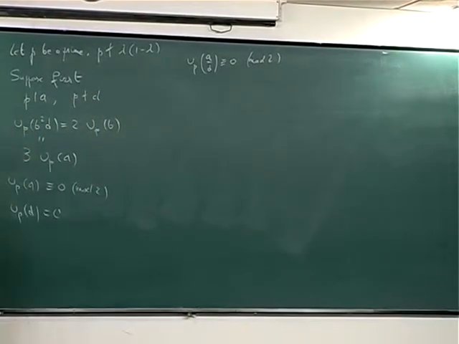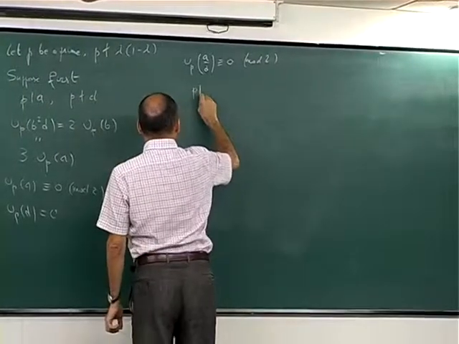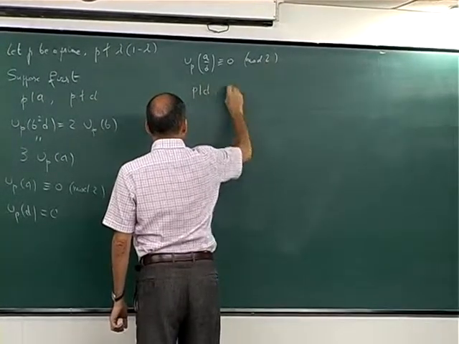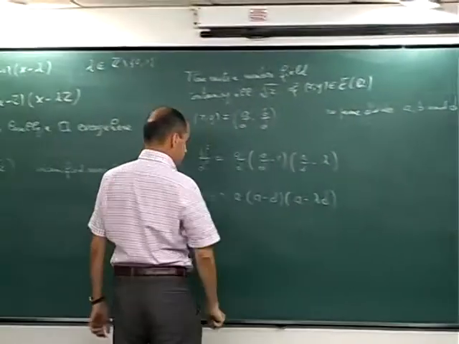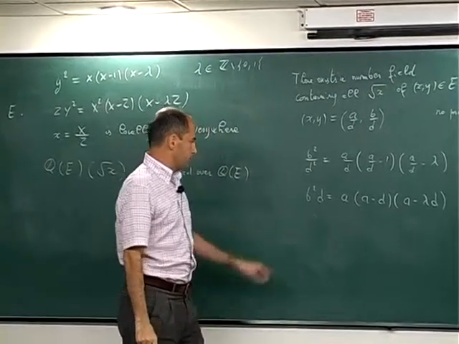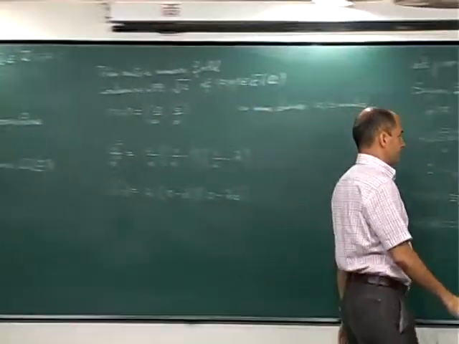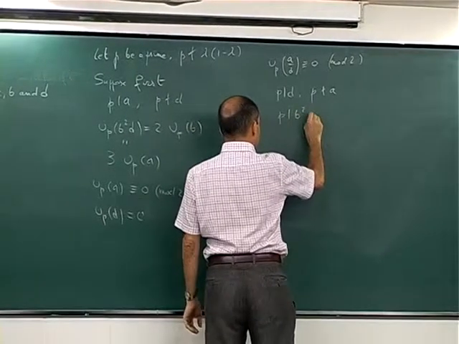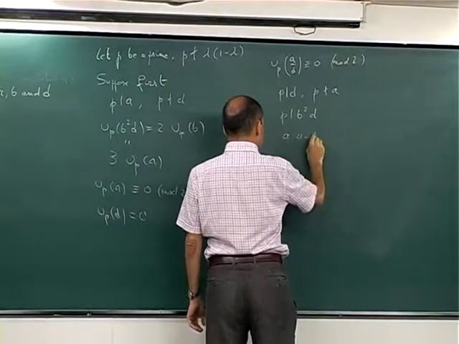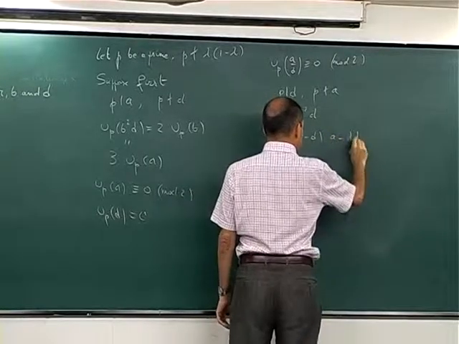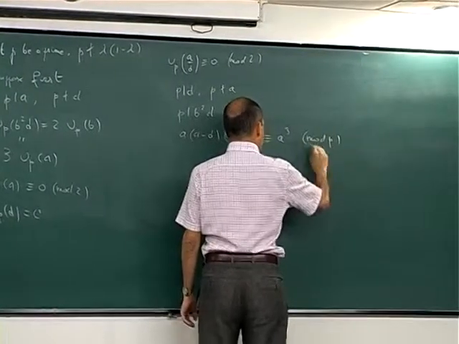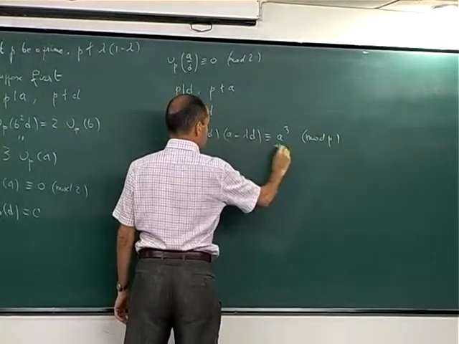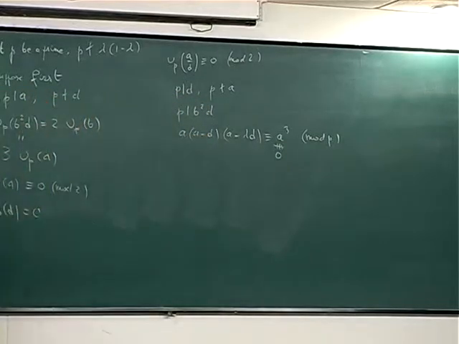Now, suppose that P divides D and P does not divide A. So this is impossible because P divides B squared D, while A minus D, A minus lambda D is congruent to A cubed mod P. So it's not congruent to 0 mod P. So this is impossible due to this equality.